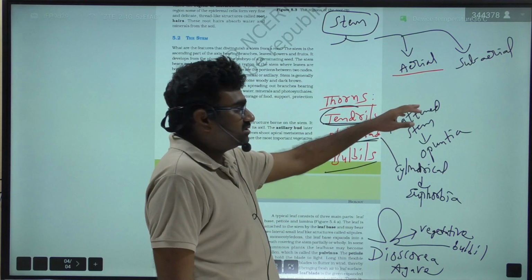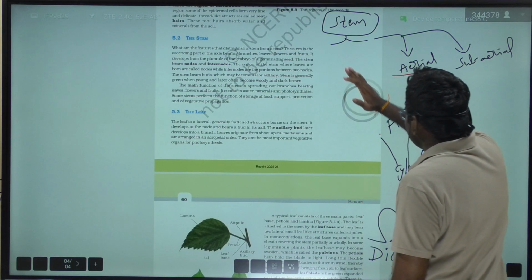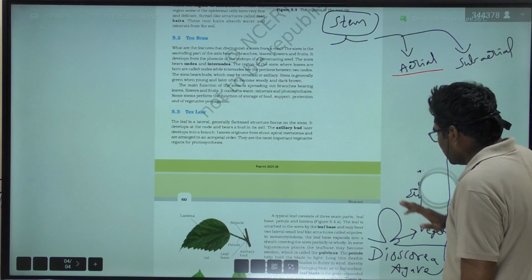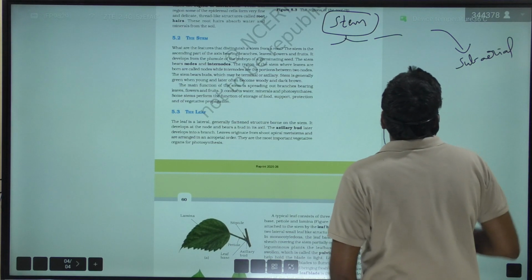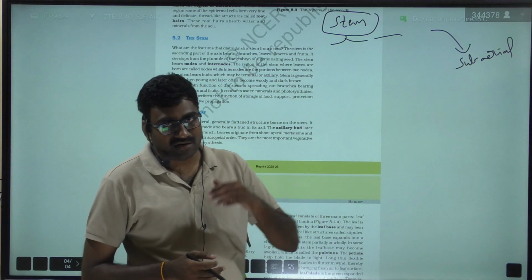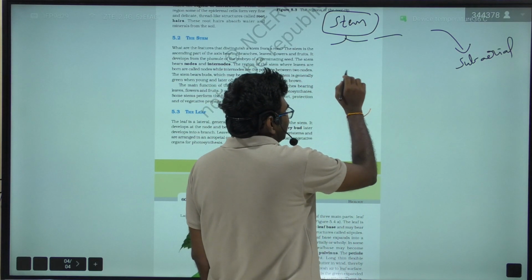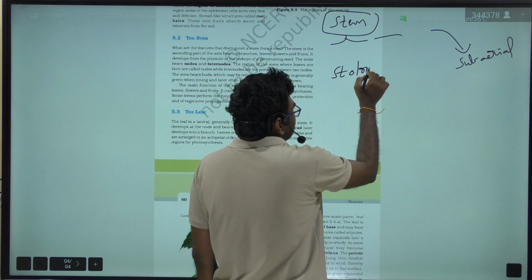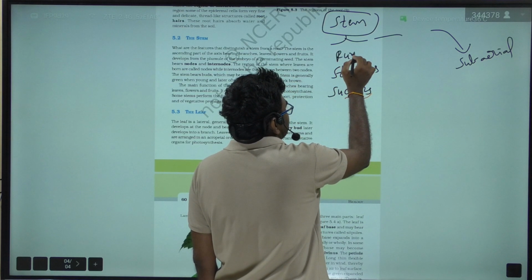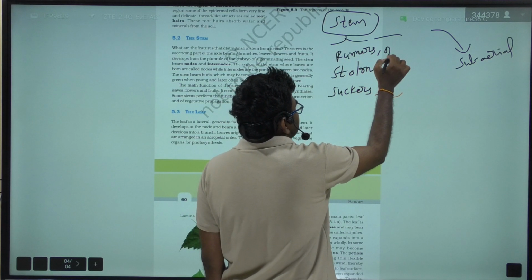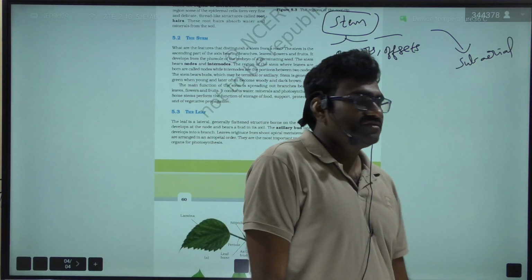And next, let us move to the subaerial stem modifications. Here different types of subaerial stem modifications are there. Subaerial stem modifications means the stem is modified partly above the ground and partly below the ground. So we have different types: stolons, suckers, runners, offsets. Offsets are some of the examples for subaerial stem modification.